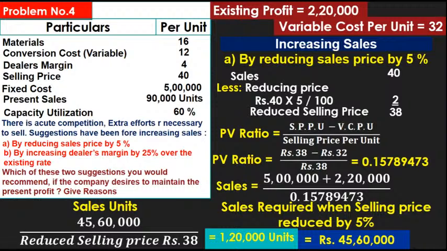If 45,60,000 rupees of sales are needed, how many units should be sold? 1,20,000 units must be sold. Once again: when the company reduces its selling price by 5%, the new selling price is 38 rupees. At 38 rupees, sales of 45,60,000 rupees are needed for a profit of 2,20,000. So it must sell 1,20,000 units to get the present profit of rupees 2,20,000.